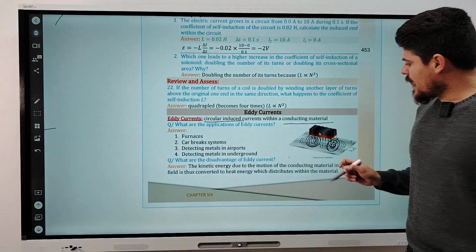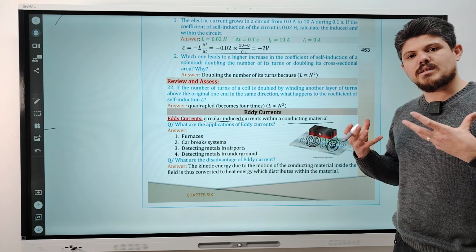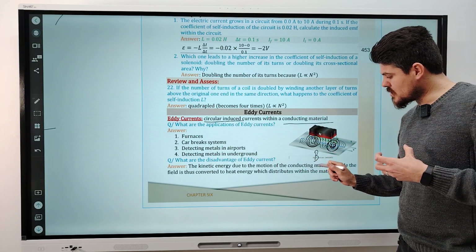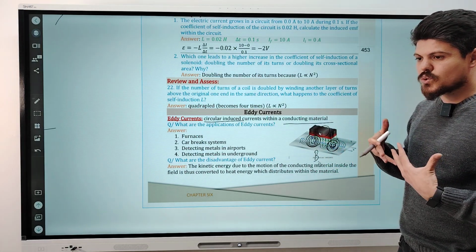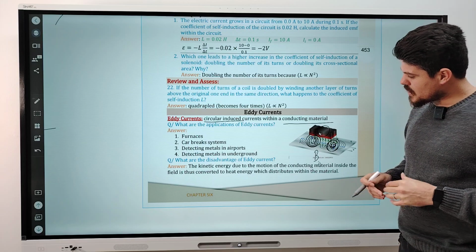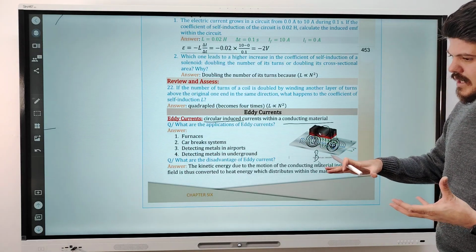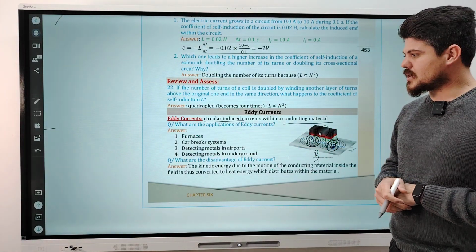Okay? And this induced current produces a magnetic field. So these two magnetic fields, the induced magnetic field and the magnetic field of the magnet, are opposite to each other. So that is why it goes to slowing down the magnetic field, and it goes to increasing the temperature.